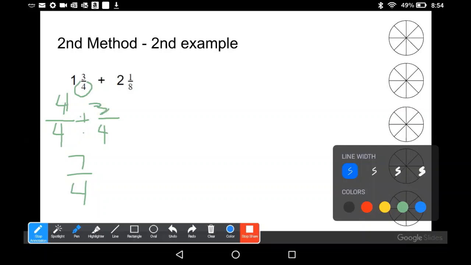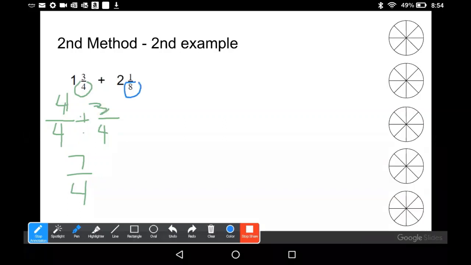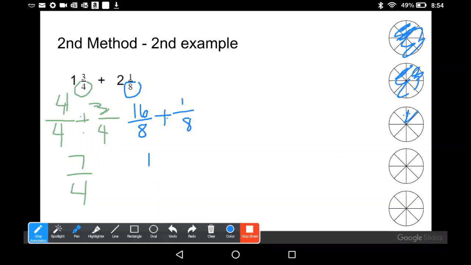Then 2 1/8. Okay, now this one's split into 8 pieces. So it'd be like over here, I have 2 of them, and then 1 more piece. So my 2, if I split into 8 pieces, gives me 16 eighths. Okay, so I have 16 pieces of pizza, 2 pizzas, each an eighth a piece, plus that additional 1 piece. So that's 17 eighths.